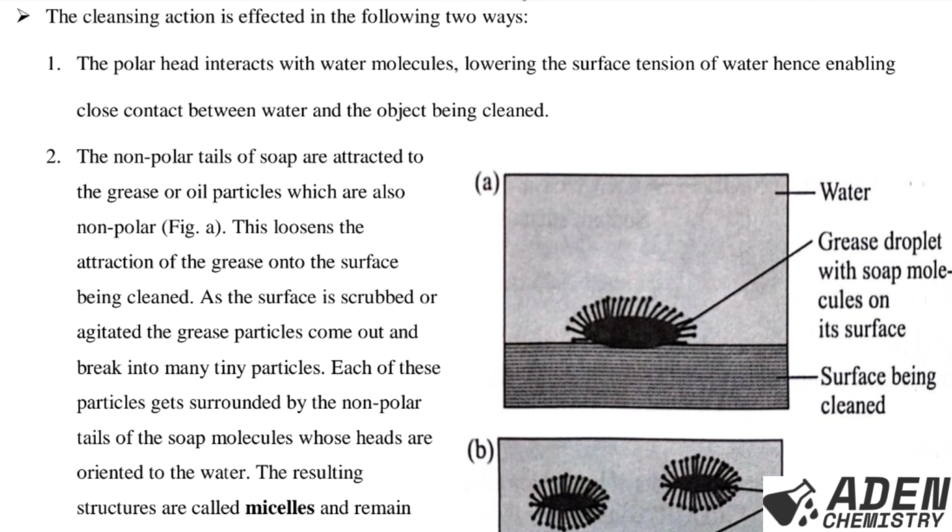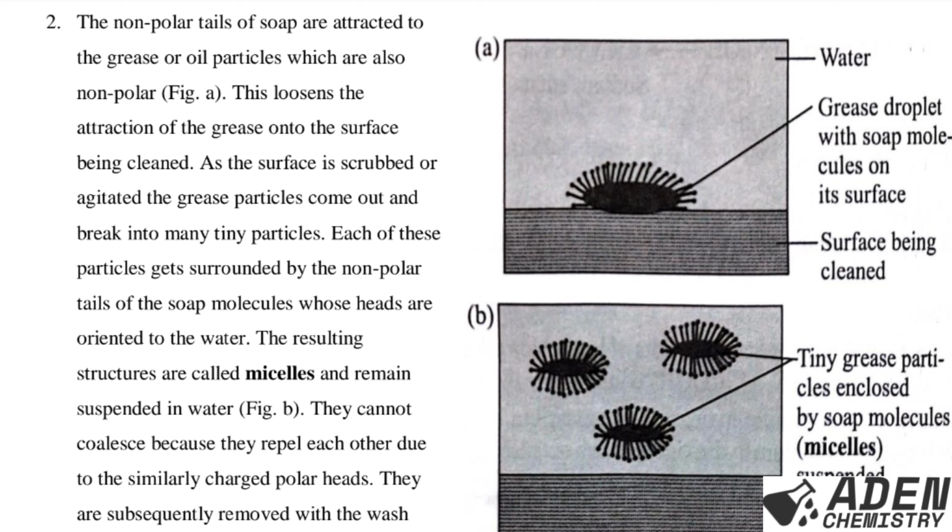Number one, we're saying the polar head interacts with water molecules, lowering the surface tension of water, hence enabling close contact between water and the object being cleaned. So number two, we are saying the nonpolar tails of soap are attracted to the grease or oil particles, which are also nonpolar, just like the nonpolar tail. We are saying this loosens the attraction of the grease on the surface being cleaned.